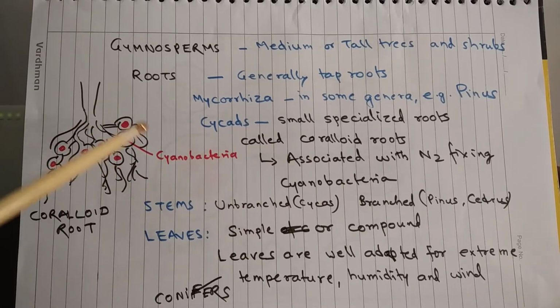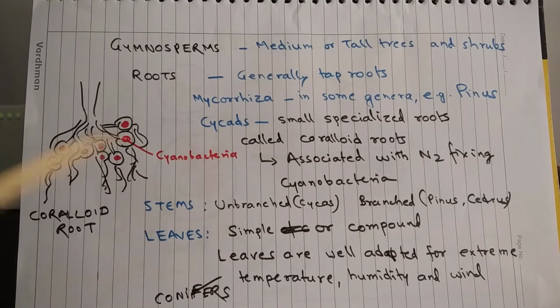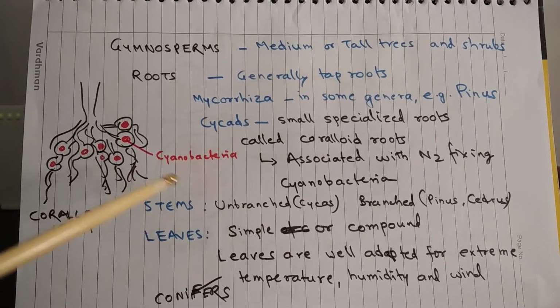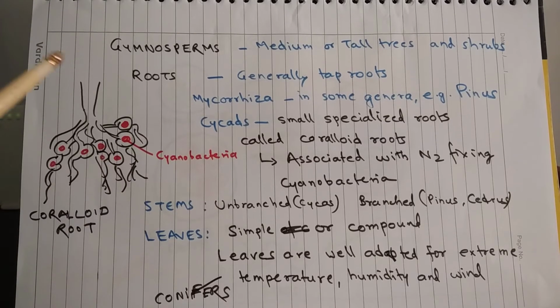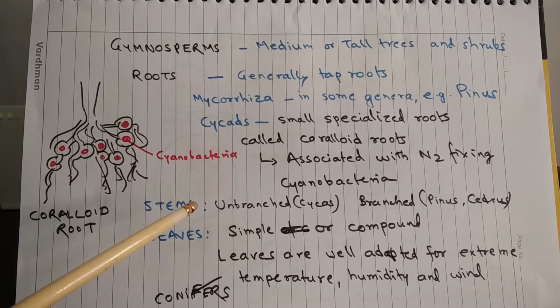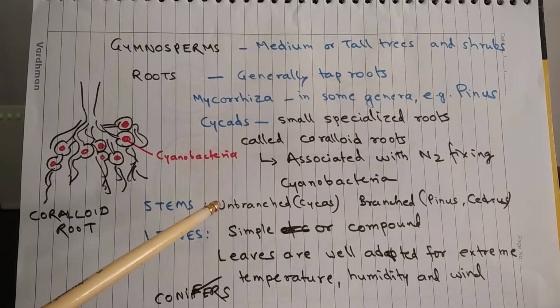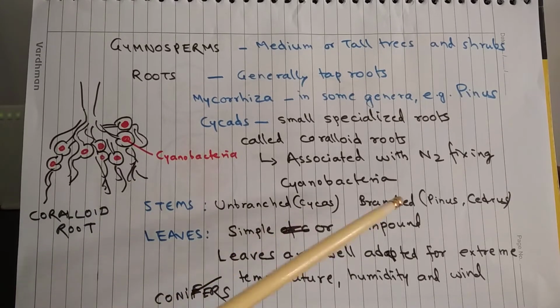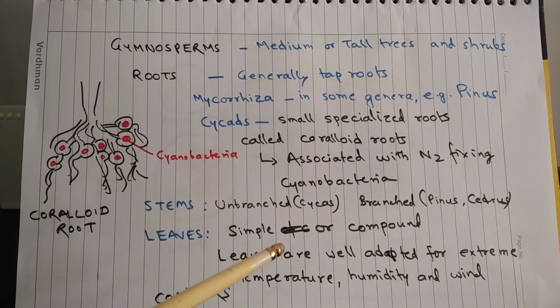So, this diagram shows coralloid roots. The roots have nodules and cyanobacteria. They live inside these nodules, and these cyanobacteria help in nitrogen fixation in soil. Now, stems of gymnosperms can be unbranched or branched. Cycas has unbranched stem, and Pinus and Cedrus have branched stems.